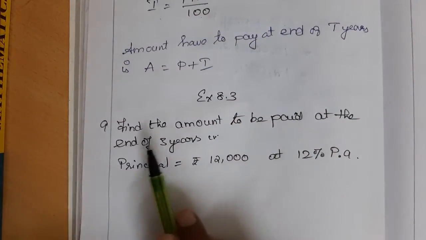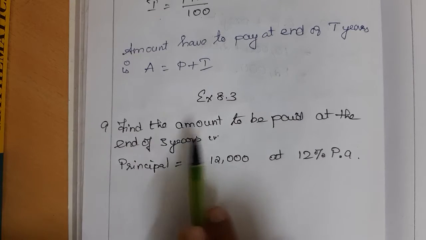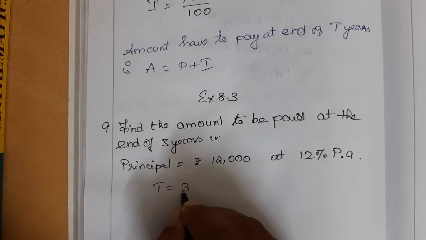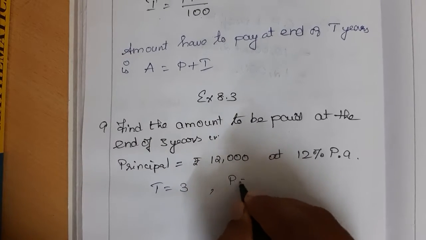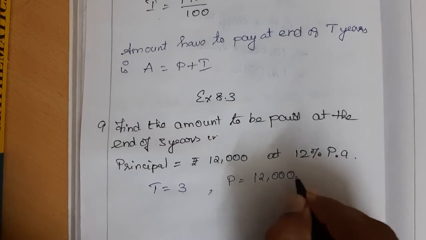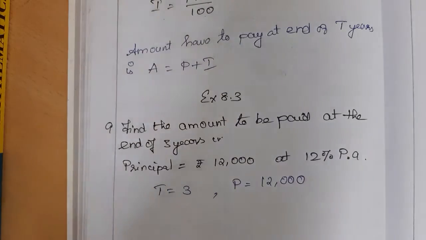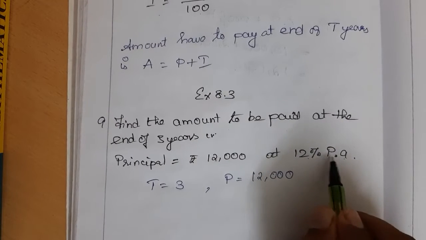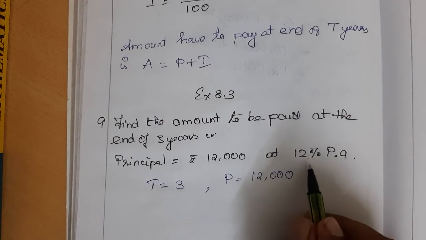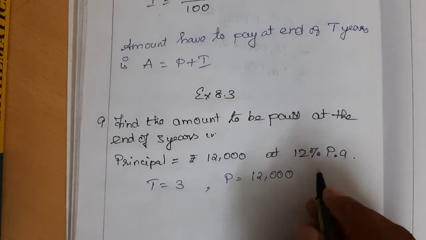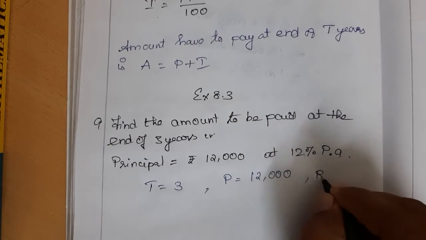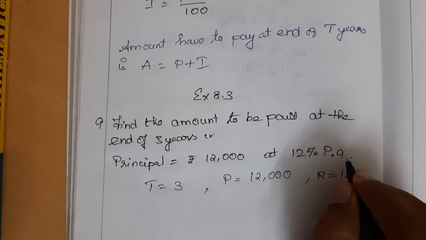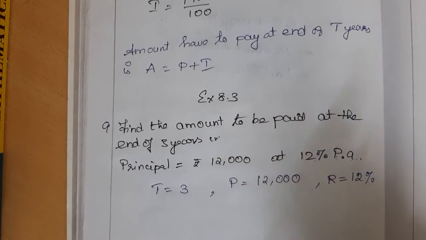And here we go for the problem. Find the amount to be paid at the end of 3 years. So time is given as 3, and principal P is given as 12,000, and it's at 12% per annum. PA means per annum. So for a year, how many percentage interest? The rate of interest is 12%. So the rate of interest we will represent as R. So R is equal to 12%. PA means per annum. Annum means year. For 1 year they have to pay 12%.